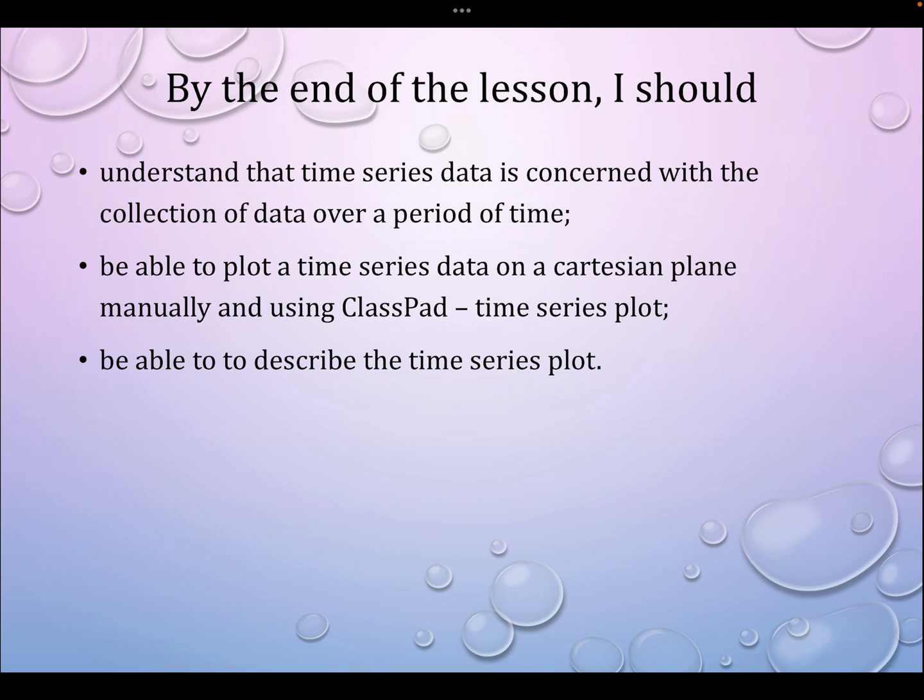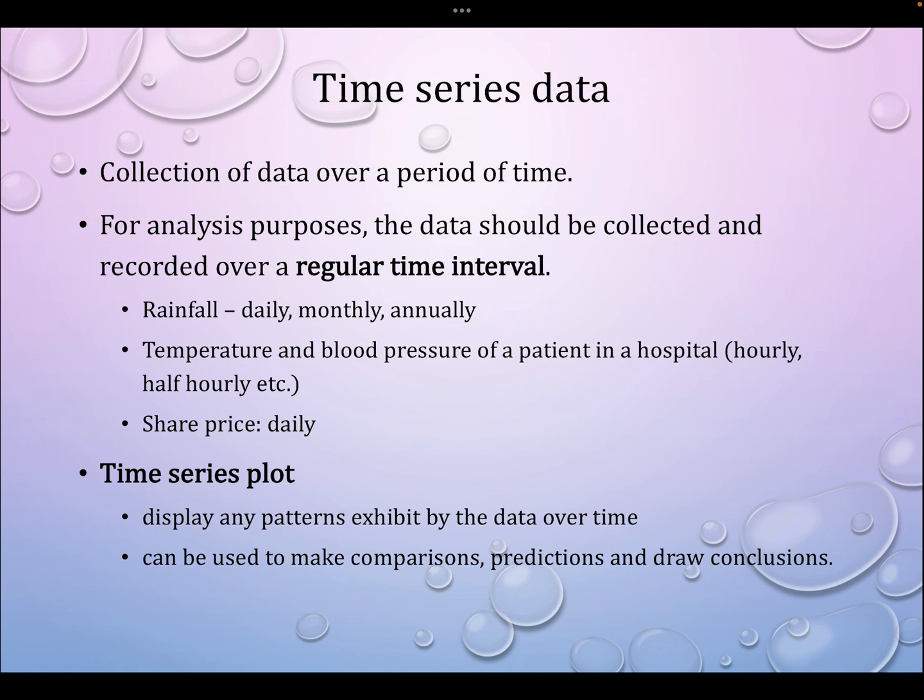Now, let's have a quick look. What is time series data? It is actually a collection of data over a period of time. For analysis purposes, the data should be collected and recorded over a regular time interval. Some examples: rainfall. It could be daily rainfall data, monthly rainfall data, or annual rainfall data. Temperature and blood pressure of a patient in a hospital could be hourly, half-hourly, four hourly or 6 hourly. And share price is daily, or sometimes hourly, that you're looking at.